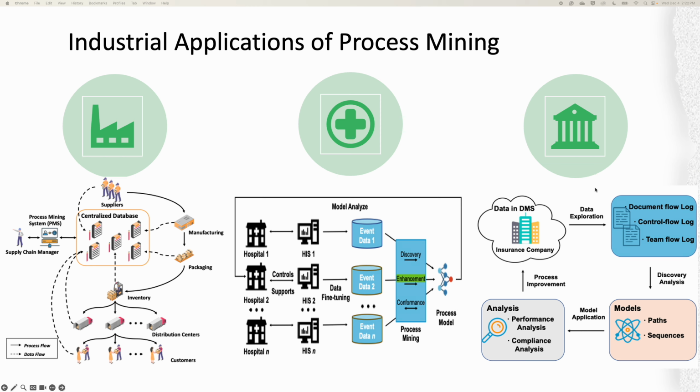The third one would be in the finance sector. This is where process mining comes into the picture, as it is crucial for compliance and risk management. This figure illustrates how data from document management systems in insurance companies can be analyzed to improve back office processes. The data is taken, and then all of the flow logs are done, and then the model is created based on the analysis, and then the final part would be the improvement.